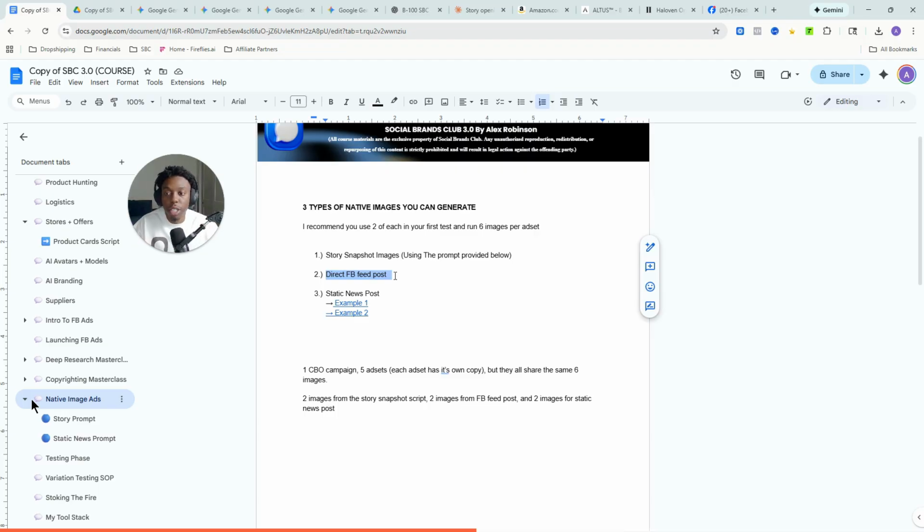You're going to actually see the images that I generated, and they're actually all from the Facebook feed post. And I've scaled a brand with just the story snapshot images. I'm now scaling a current brand with just direct Facebook feed post images.